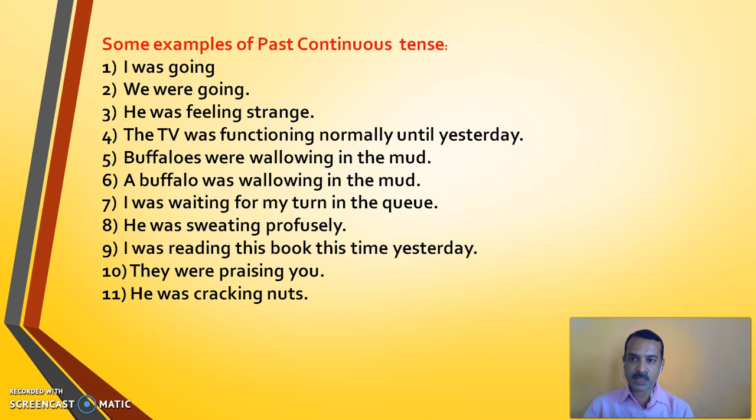As the subject changes, the form of the verb changes: was, were, am, is, are, will be, shall be, it is taken accordingly and as per the tense of that particular example. So these are some of the examples of past continuous tense. You can stop the video for a while and look at these examples and try to guess the Marathi meanings of these examples.